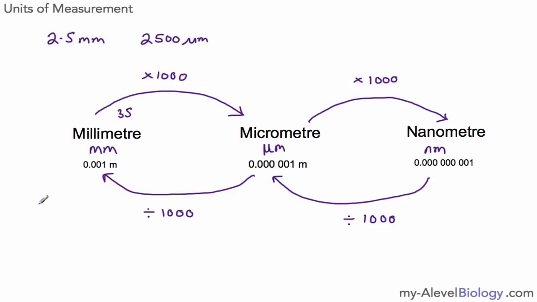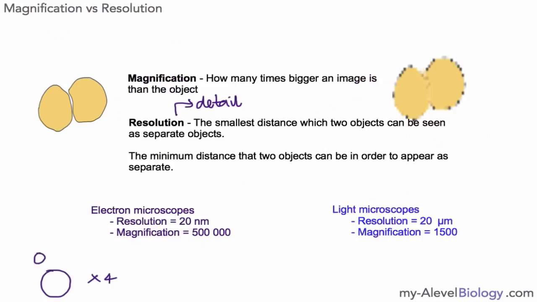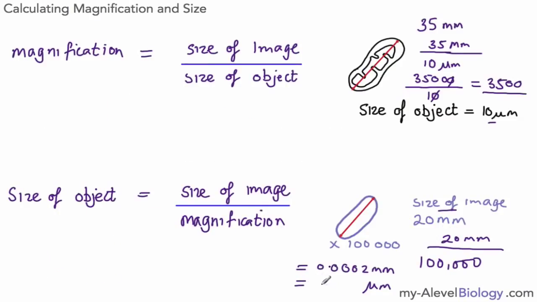We've got 0.0002 millimeters, and we want to know what the answer is in micrometers. So we basically multiply that by 1,000. And if you're quite good at maths, you can do this without a calculator, and that will give you an answer of 0.2. So going back, the object in real life is 0.2 micrometers.